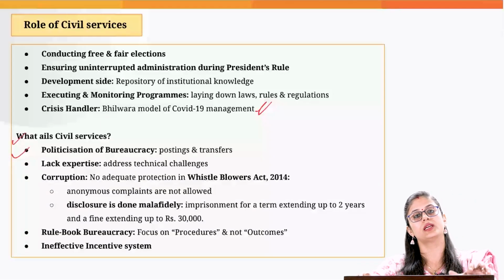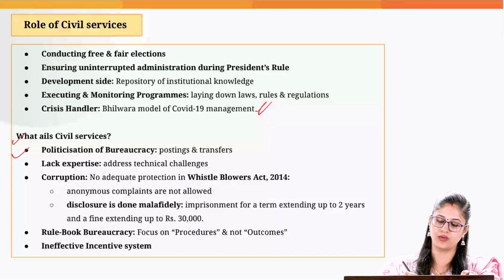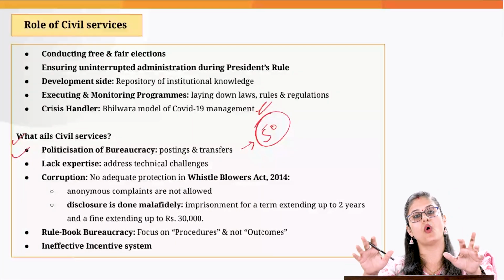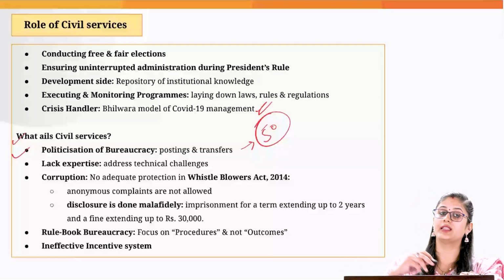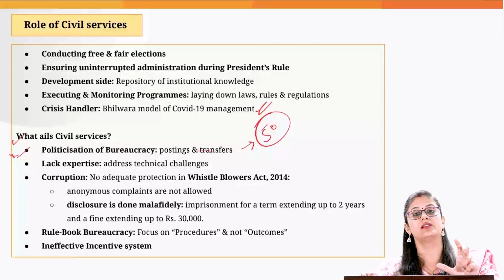We are witnessing political interference in various domains, especially with respect to transfers. Due to frequent transfers, for example, Ashok Khemka, who has been transferred more than 50 times, this severely impacts the autonomy of civil servants. They are not able to take decisions in a transparent and autonomous manner.